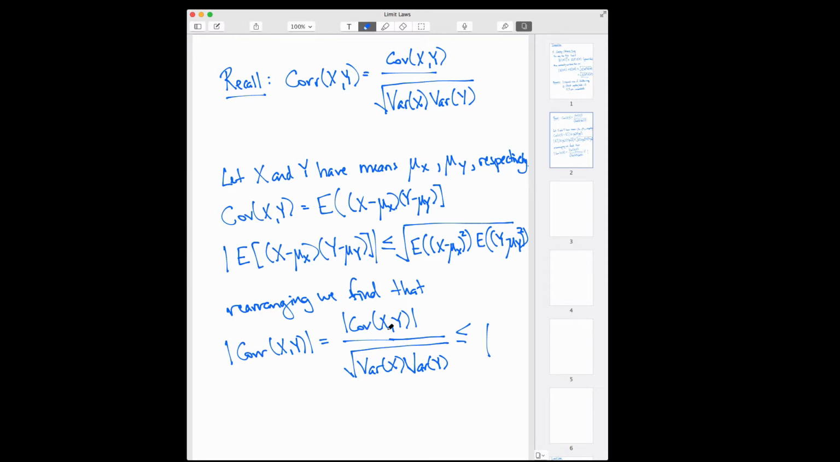And so this is one of the key applications where we see Cauchy-Schwarz in an everyday type of result. And so this leads to the interpretation, right, that our correlation is between -1 and 1.